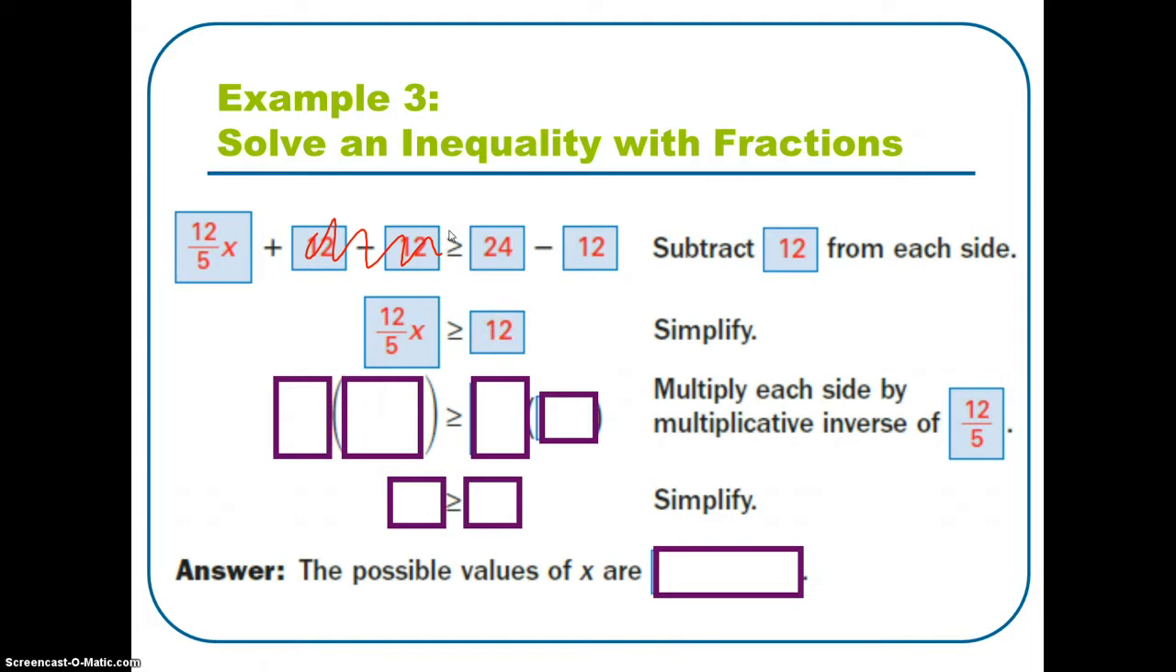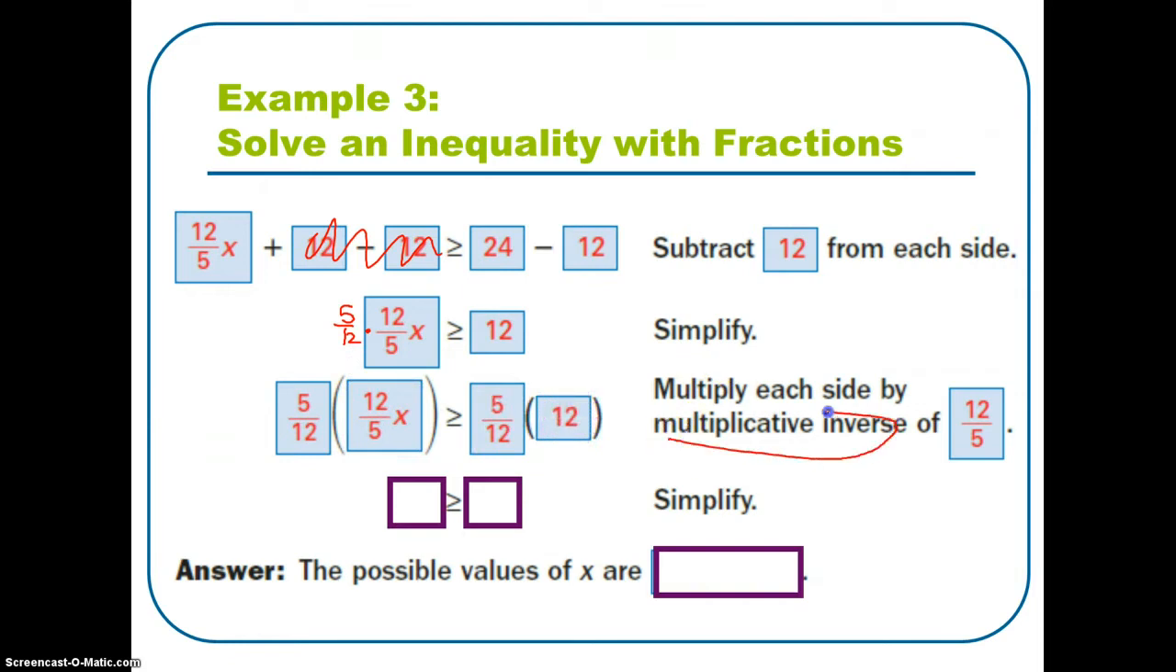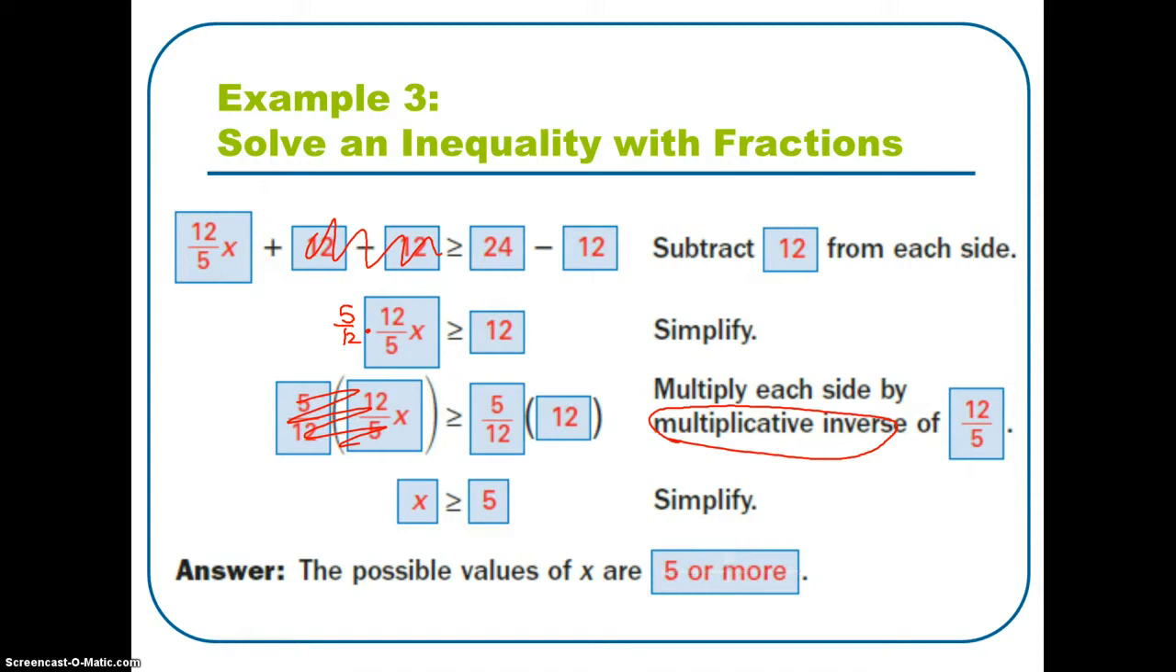And now think back to the previous section, 5.6. How do you get rid of a fraction? You multiply by its reciprocal to both sides. Or reciprocal is called your multiplicative inverse. Those cancel. You're left with x is greater than or equal to, and we don't flip the sign because it was a positive 12/5. 5/12 times 12 is 5. So the possible values of x are going to be 5, 6, 7, 8, basically 5 or more.